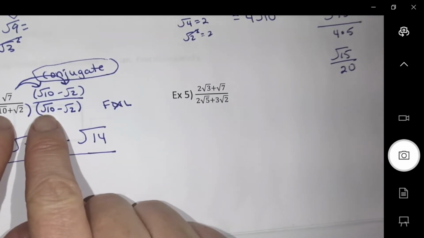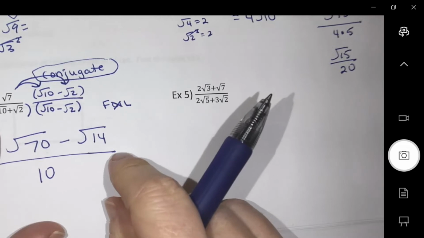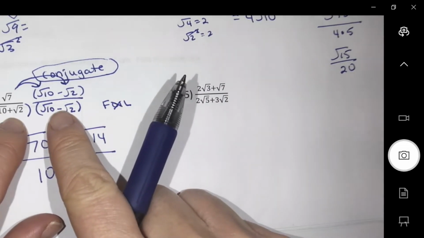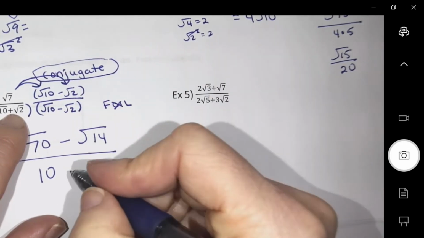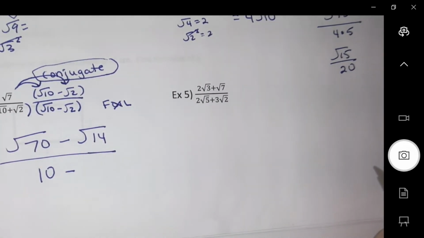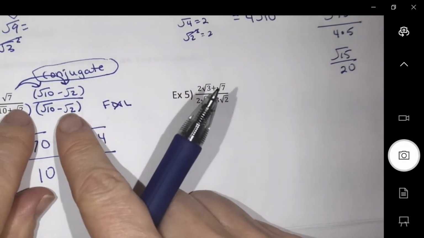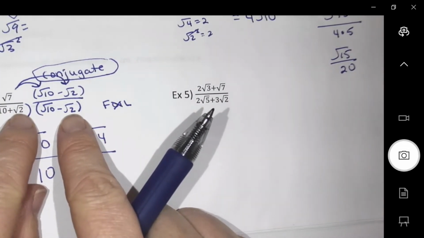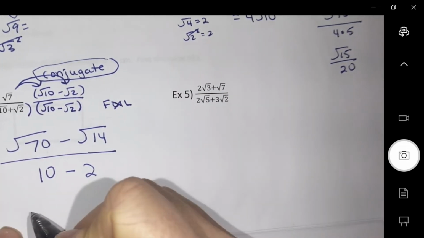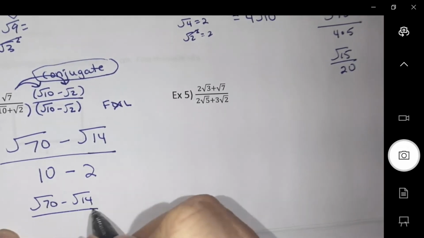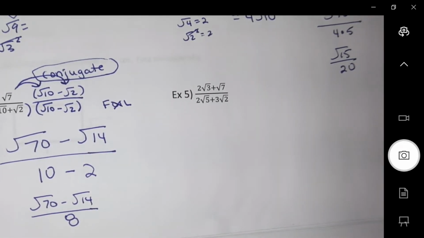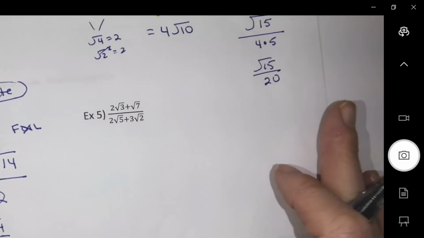First times first. So what is root 10, root 10? Whole number 10. Plus minus always will make a minus sign. You'll always have a minus sign in that spot. What is root 2, root 2? Whole number 2. Okay, and we'll do one more here.